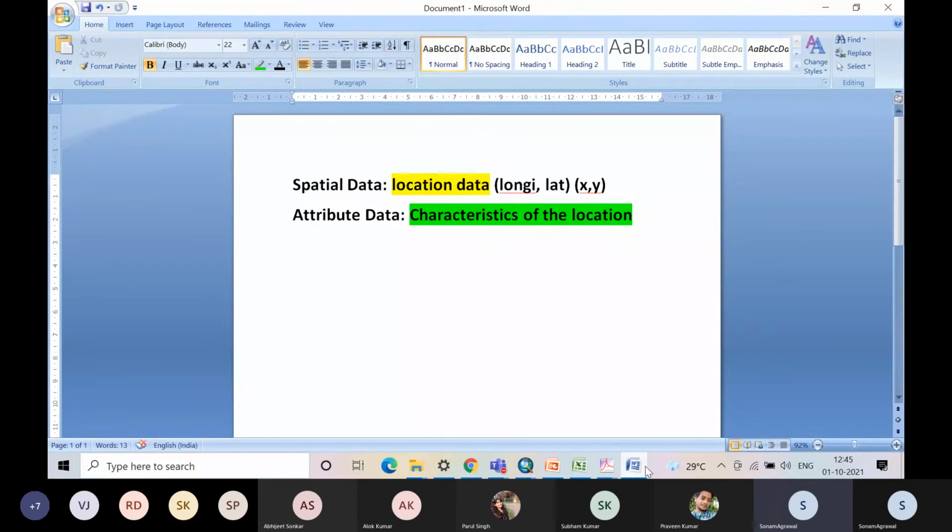Coming back to the topic, so we were discussing about the attribute data. Yes.